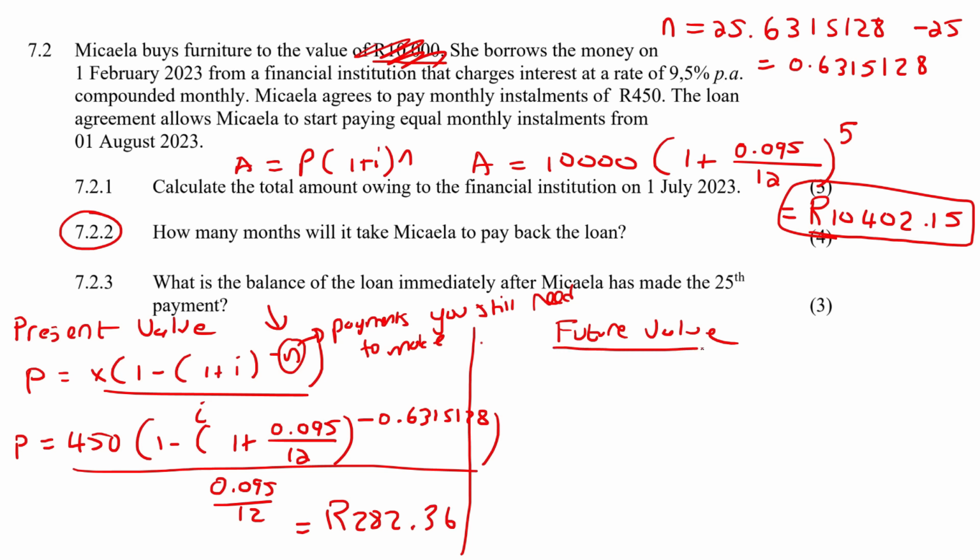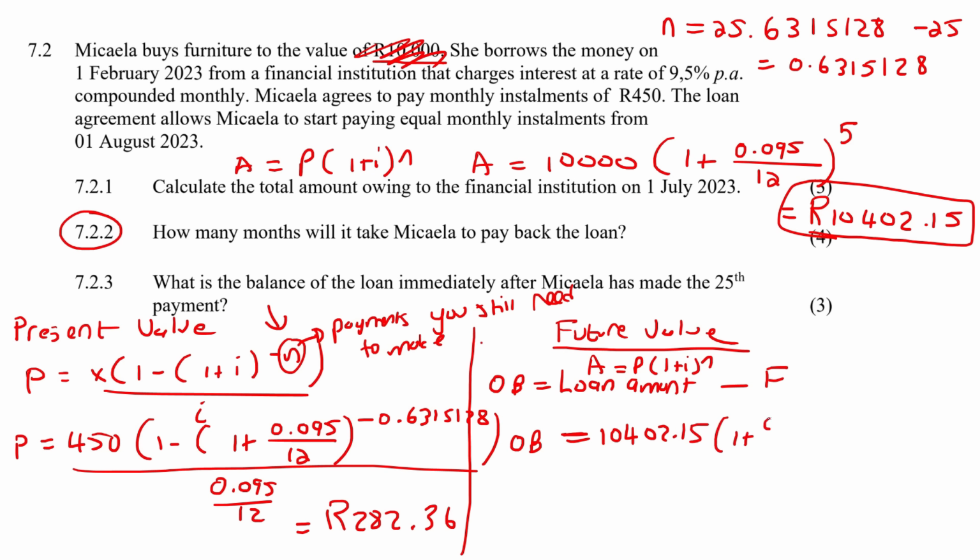Now, when you do future value, your outstanding balance is, you've got to do two parts. It's the loan amount minus the future value of your payments. So your loan amount is just using the grade 11 formula, A equals P(1 plus i) to the n. So that's going to be your original loan amount, which was not the 10,000. You've got to use the 10,000, from when we started paying. We know that we've done 25 payments from that moment. And then 1 plus 0.09.